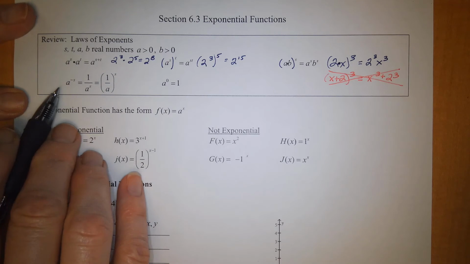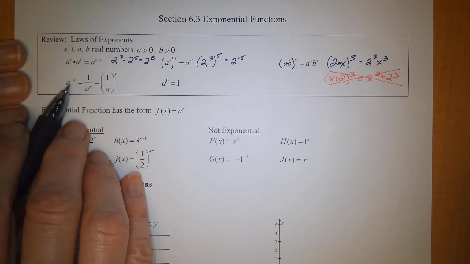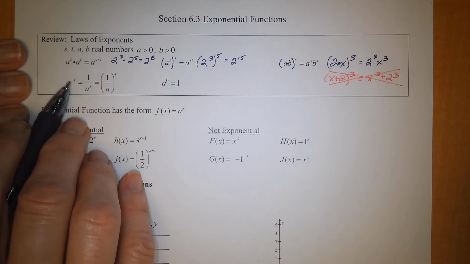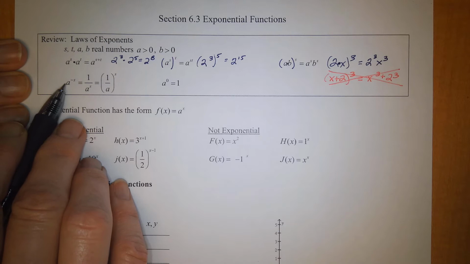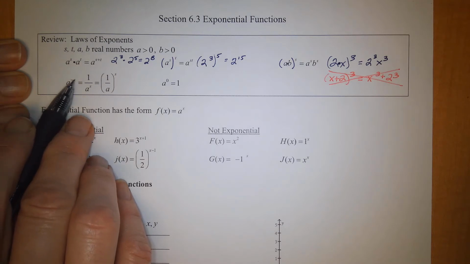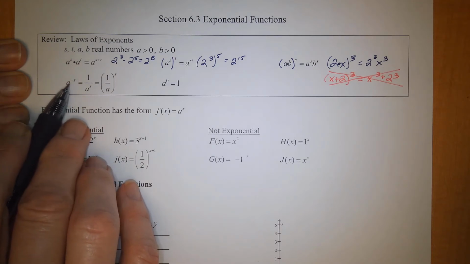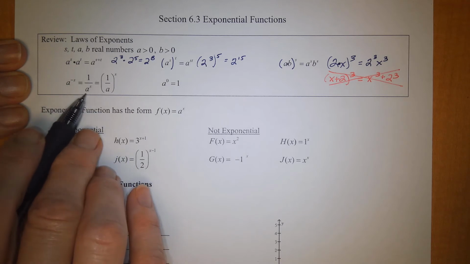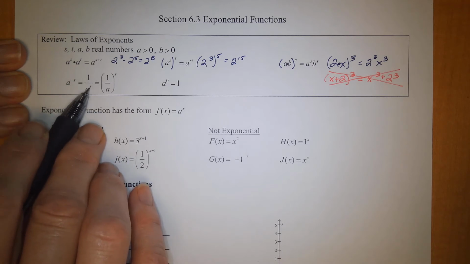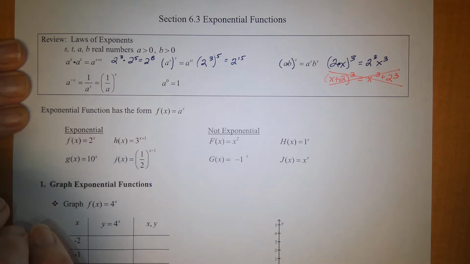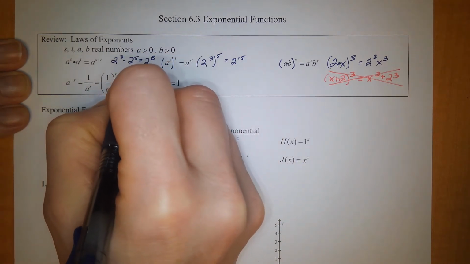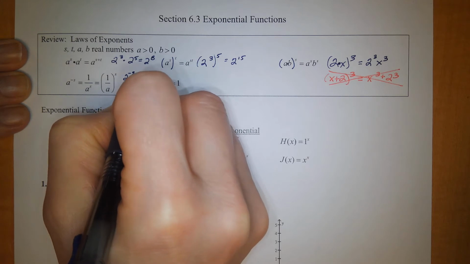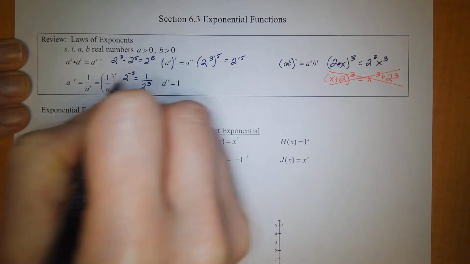If you have a base raised to a negative exponent, we always write negative exponents as positives by moving it to the other side of the fraction line. So if a to the negative n is considered the numerator since there's no denominator, we could write it in the denominator with a positive exponent. For example, if I have 2 to the negative third power, we could write that as 1 over 2 to the positive third power.